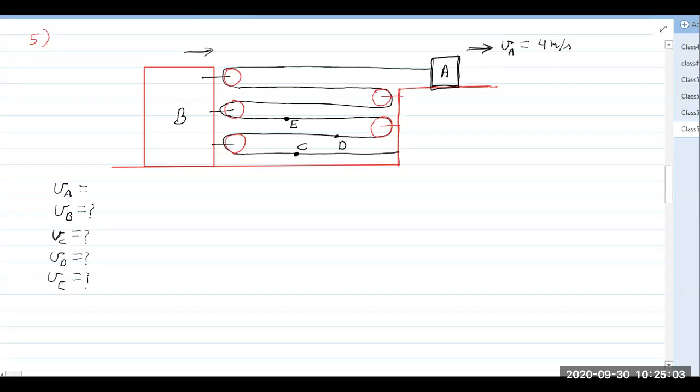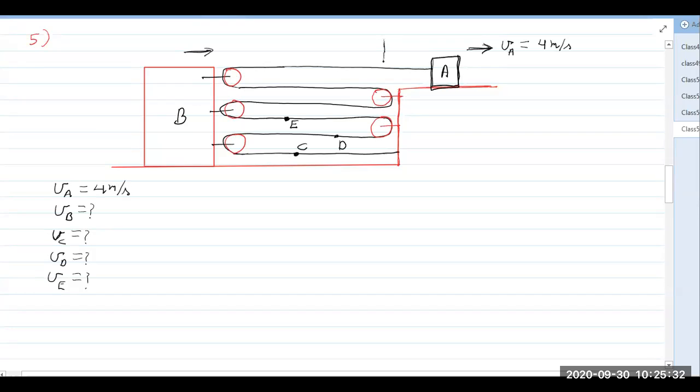Velocity of A is given, that is 4 meters per second. So how do we relate this velocity? First we will try to find it for B. In this constraint motion, what is the constraint given? The total length of this string is fixed. So we are going to apply the same principle which we learned. These pulleys are attached to B, and B will move, so these pulleys are mobile pulleys.